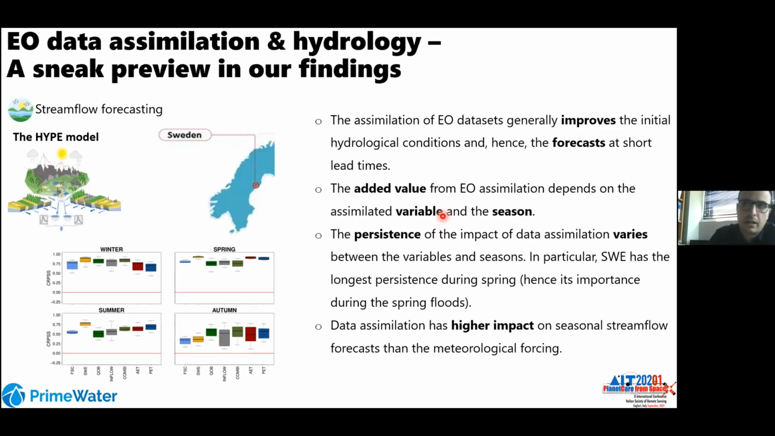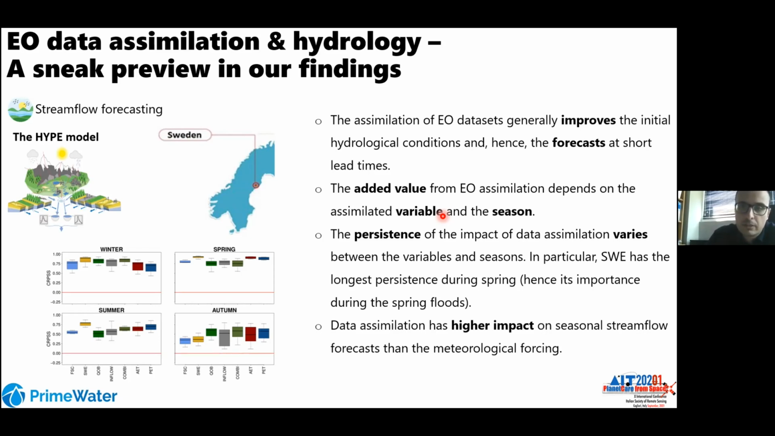Now, given the time restrictions, we have selected some very key findings from each of these modeling investigations. Starting from the hydrological component, we can now say that the assimilation of EO datasets can generally improve the initial hydrological conditions and hence the forecasts at short lead times, up to, let's say, 1 to 2 weeks ahead.